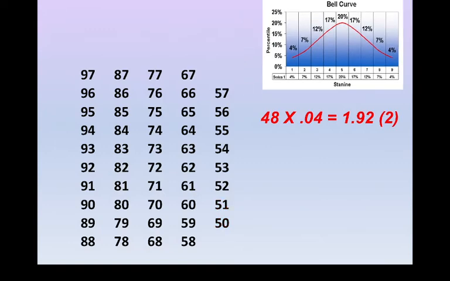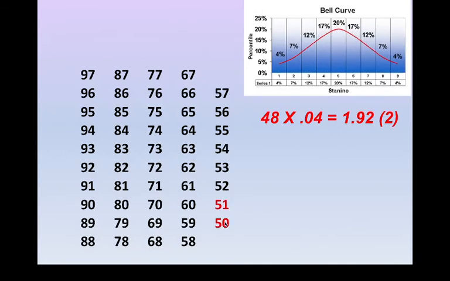O, dito sa kaliwa ninyo, ito yung distribution ng scores. Yung unang dalawa mula sa baba will be stanine 1. And that will be 50 and 51, that's stanine 1. So, ibig sabihin lang yan, kapag ang raw score mo, okay, is 51 or 50, stanine 1 ka.